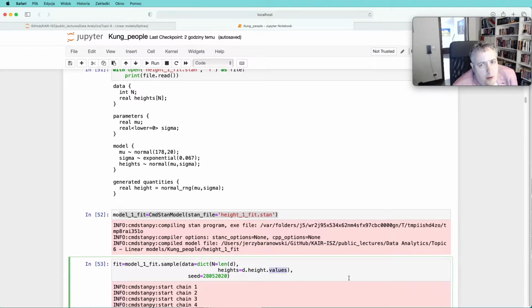In case of PyStan, at least in the previous version, I haven't checked PyStan 3, the values of heights are the values of data. You could send the slice of the data frame, and it was converted to the appropriate option. In case of CmdStan, this is not possible. You have to use the numpy array.